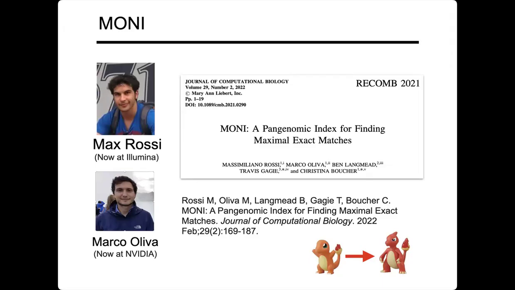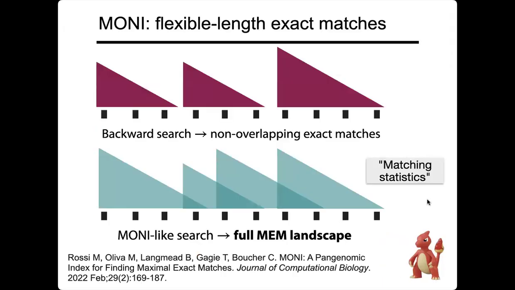MONI was a kind of fast algorithm that was able not only to find substring matches, but basically to find the landscape of all possible maximal matches. Right? So this was something called matching statistics. You can also think of it as MEM finding, maximal exact match finding. If you can find all the matching statistics, or if you can find all the MEMs, then every other question you might ask about substrings is just a special case of what you've already found.